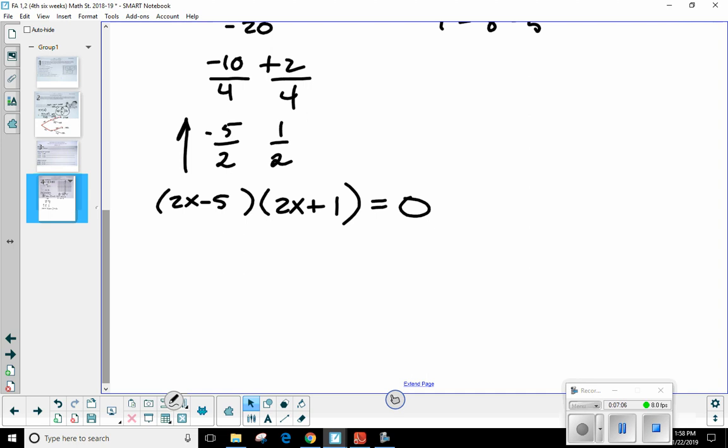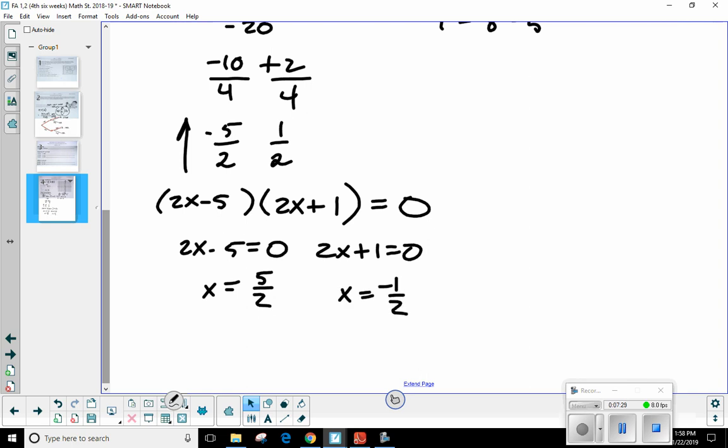Some people may have picked up on it, but I don't think I've ever mentioned it when we talked about this before. If I say 2x minus 5 is equal to 0, I'm going to add the 5 and divide by 2, so x equals what? 5 over 2. If I say 2x plus 1 is equal to 0, subtract the 1, divide by 2, negative 1 half. So these are my locations.